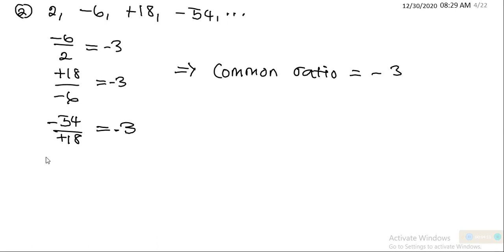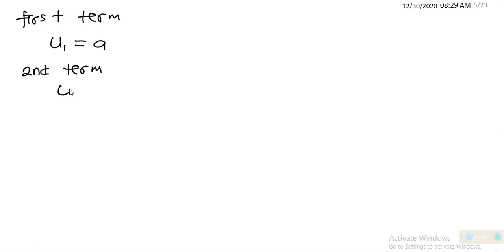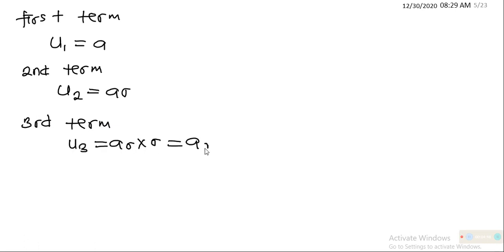So this is how to generate the common ratio. And remember the first term, we normally call it U1, which is a. The second term will be U2, which is ar. And the third term is U3, which will be ar times r, which is ar squared.